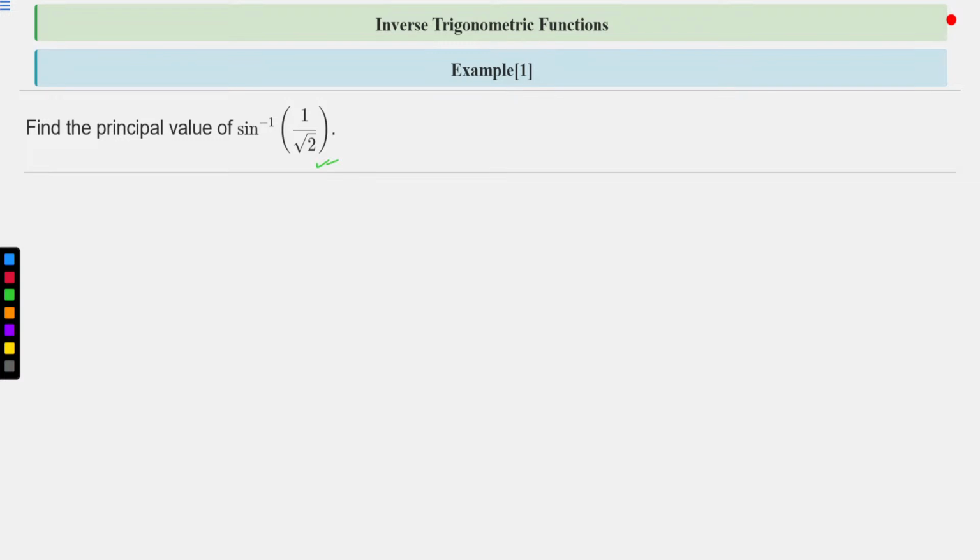Arnav says 45 degree or pi by 3. See, first of all, 45 degree is not equal to pi by 3. 45 degree is equal to pi by 4, right? It is not pi by 3. Yes, it is pi by 4. Many students are saying the answer is pi by 4. Let us discuss.